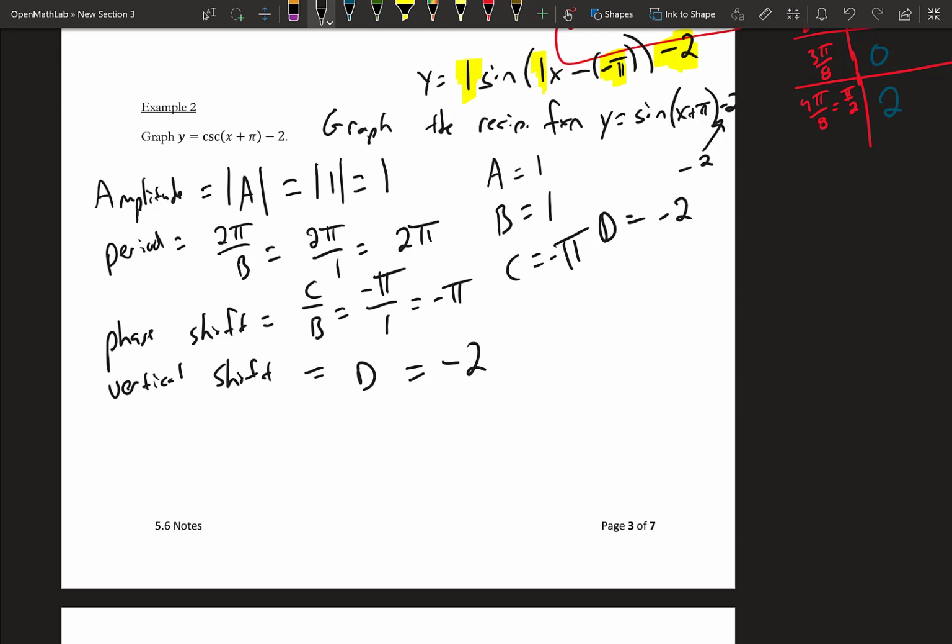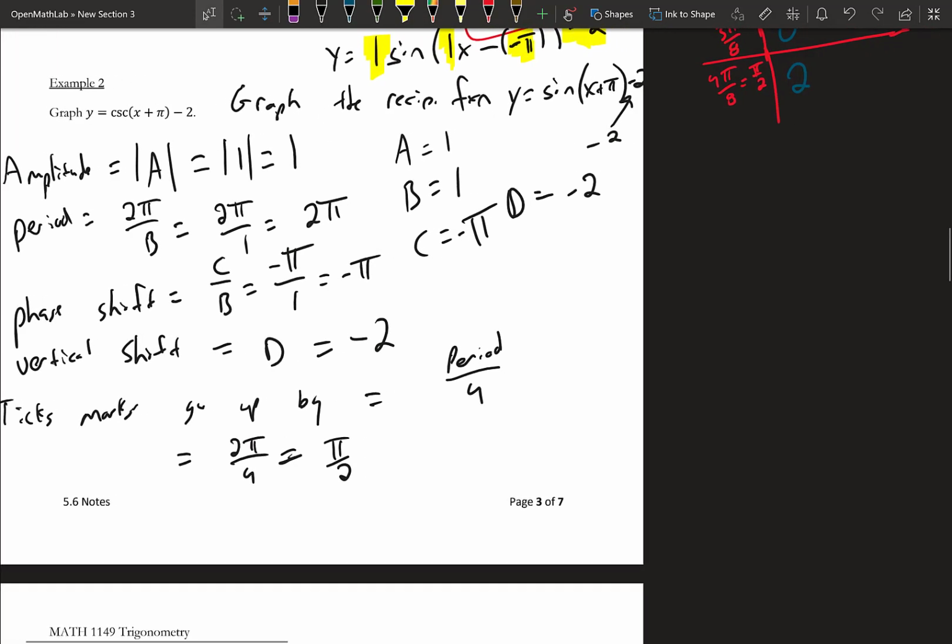So then, what our tick marks go up by. Remember, we're going to take the period divided by 4, which in this case will be 2 pi divided by 4, which is pi over 2. Right, so not too bad. And then another thing that might be helpful is solving for the typical period.